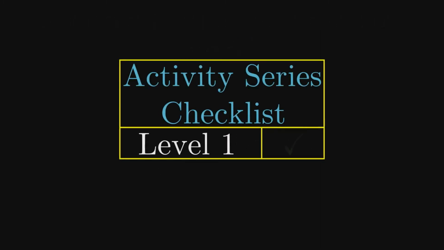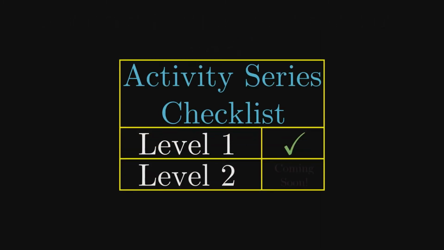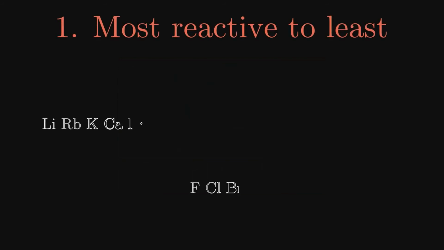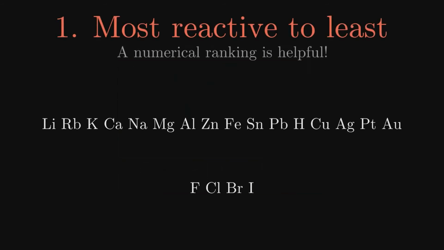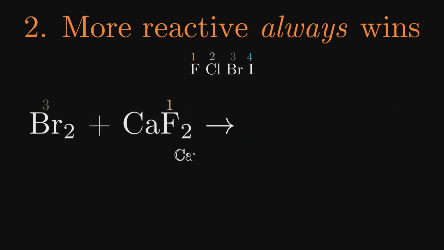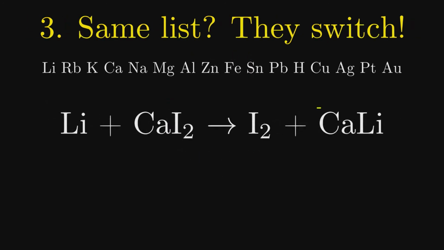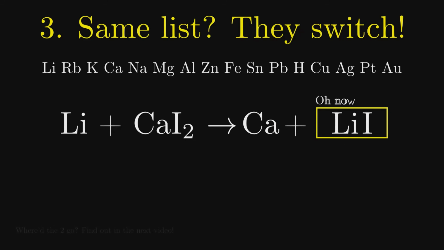At this level, there isn't much more to the activity series. A basic understanding requires remembering three simple rules. First, the list of elements are ranked from most reactive to least. Second, the more reactive element always wins. This sometimes results in no reaction occurring. Finally, elements on the same list switch places with each other, so never pair them together.